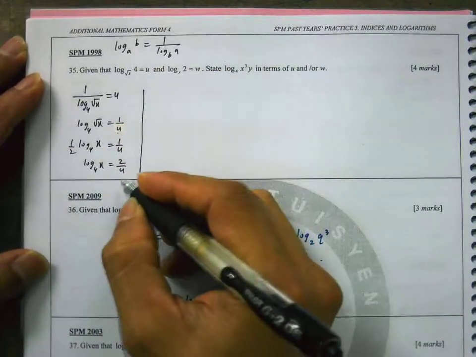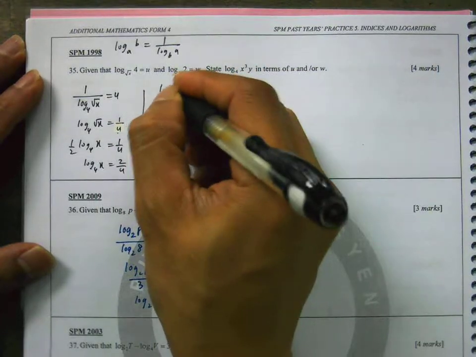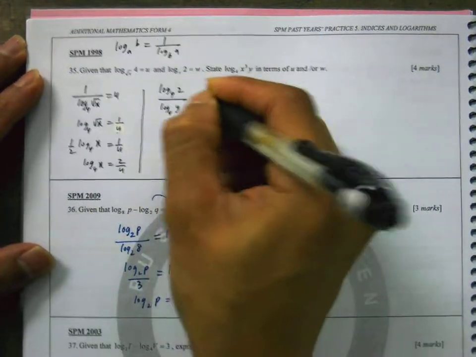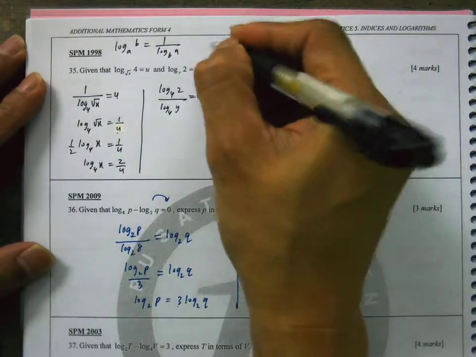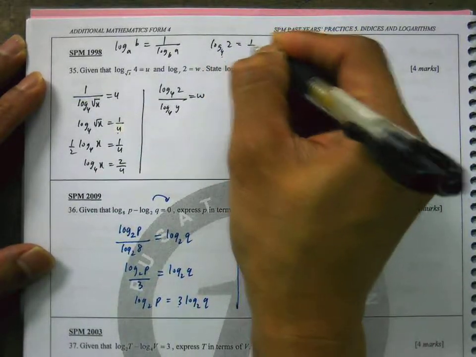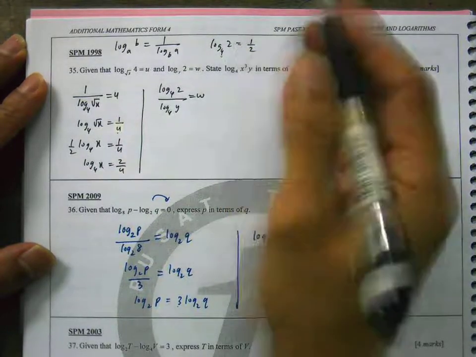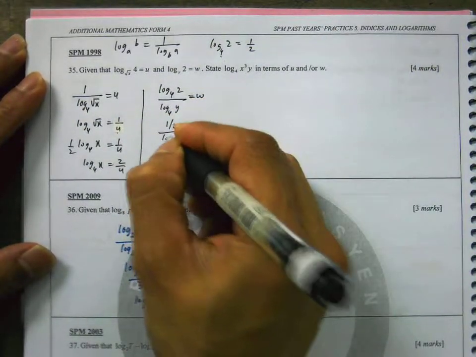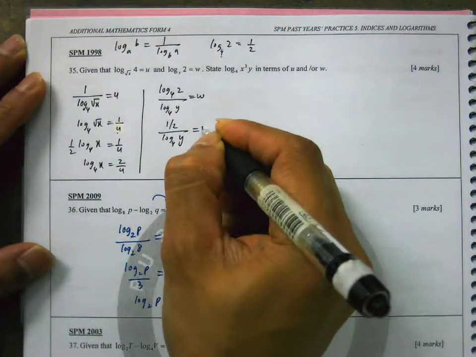I think it's easier to change to base 4 first. The second one, I will change to base 4 as well. Log base 4 y, 2 stays on top, w stays here. But what is log base 4 of 2? Now remember, 4 power what is 2? Answer is power half, since square root of 4 is 2. So this is 1 over 2 with the log base 4 y, the result is w.